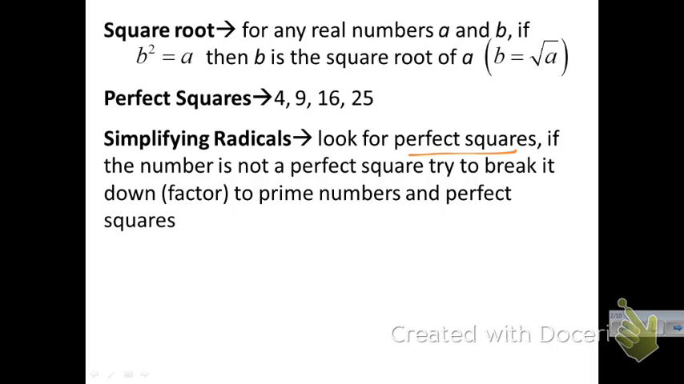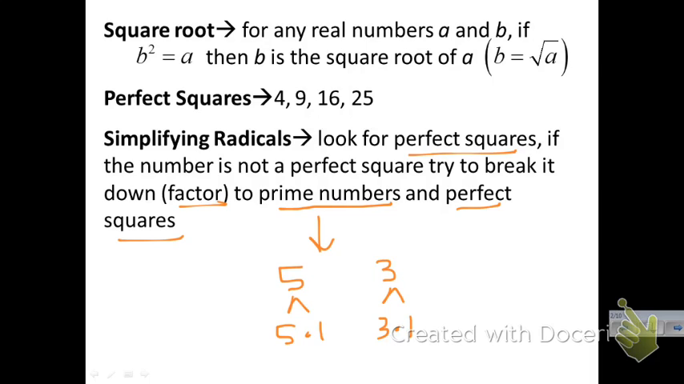If there aren't perfect squares, then, so it says here, if the number is not a perfect square, try to break it down, which is factoring, to prime numbers and perfect squares. So prime numbers we talked about are numbers that can be factored to itself and 1. So for example, 5 can be factored to 5 and 1. 3 can be factored to 3 and 1. So both of those are prime.